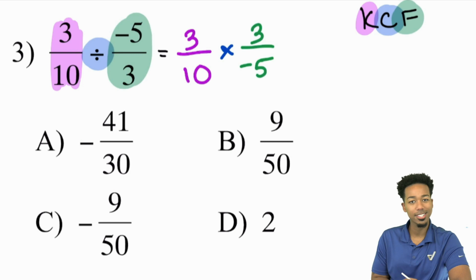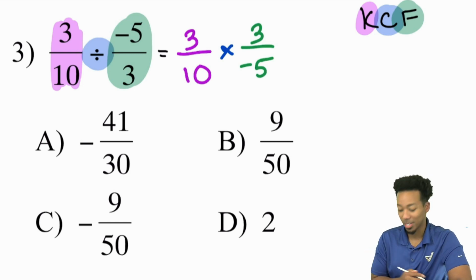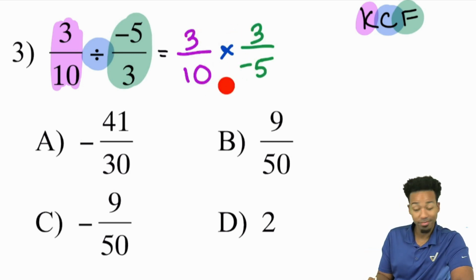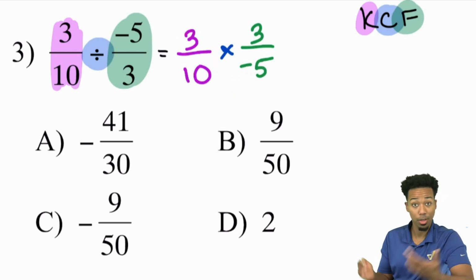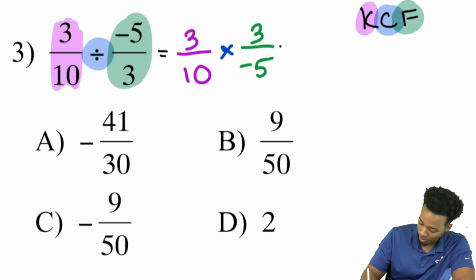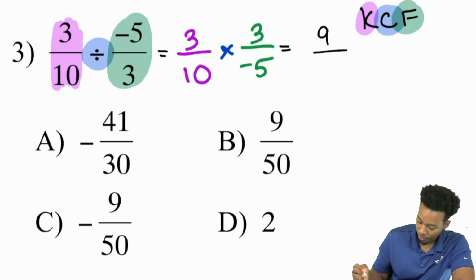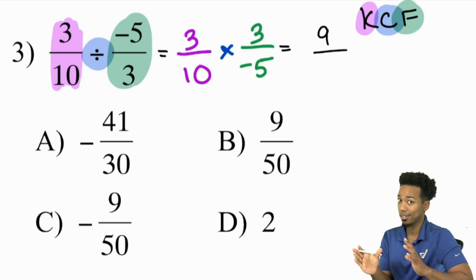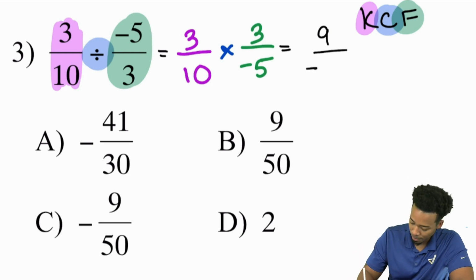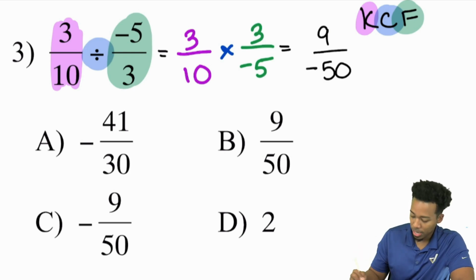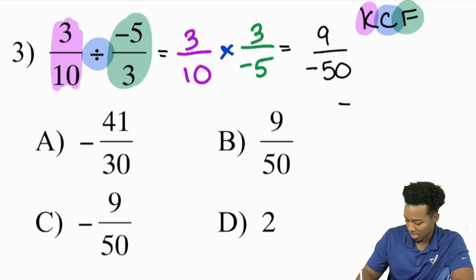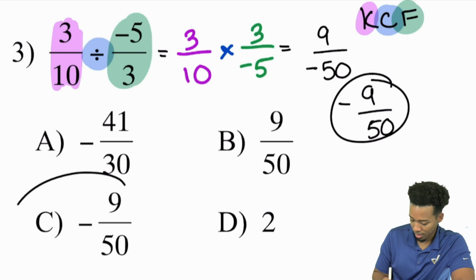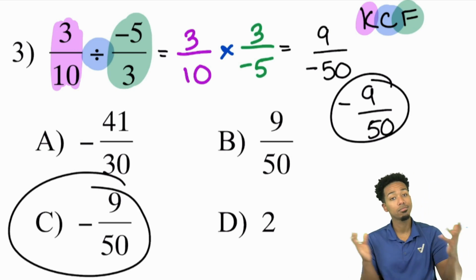Now we're going to perform the multiplication. Is there anything we can simplify? No. 3 doesn't go into 10 or 5, and so that's it. We just multiply straight up. 3 times 3 is 9. 10 times negative 5. Well, first of all, a positive times a negative is going to be a negative. 10 times 5 is 50. So we have 9 over negative 50, which is the exact same as saying negative 9 over 50. It's the same thing. And that's why the answer here is, again, C.